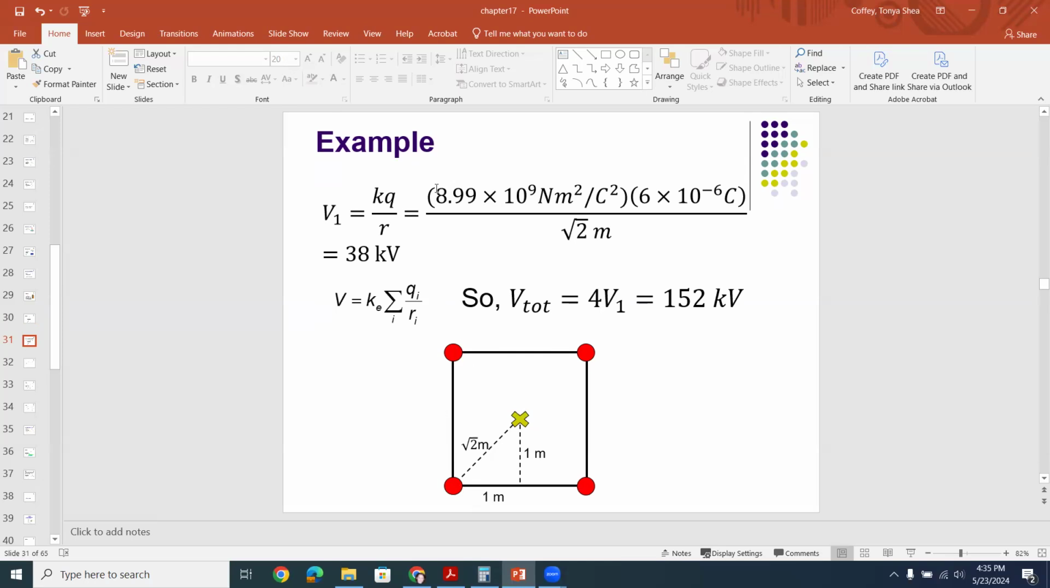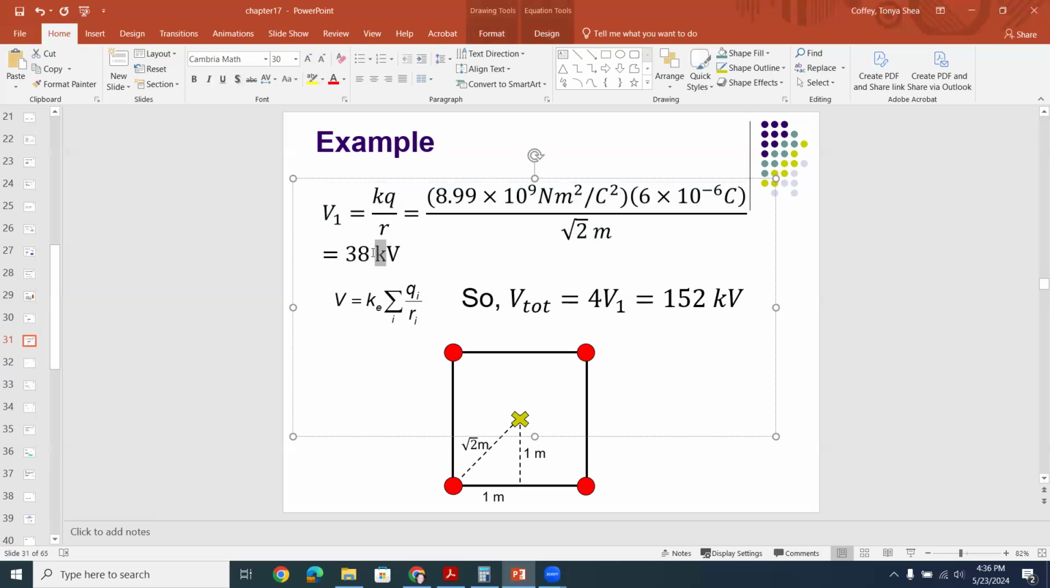Okay, so V is equal to KQ over R. K is 8.99 times 10 to the 9th in SI units. Q is 6 microcoulombs, which remember micro is 10 to the minus 6. So that's 6 times 10 to the minus 6 coulombs. And then you just divide by R, which is the distance from the charge to the point in question. And R is the square root of 2. So when you plug all that into your calculator, you get 38,000 volts or 38 kilovolts.